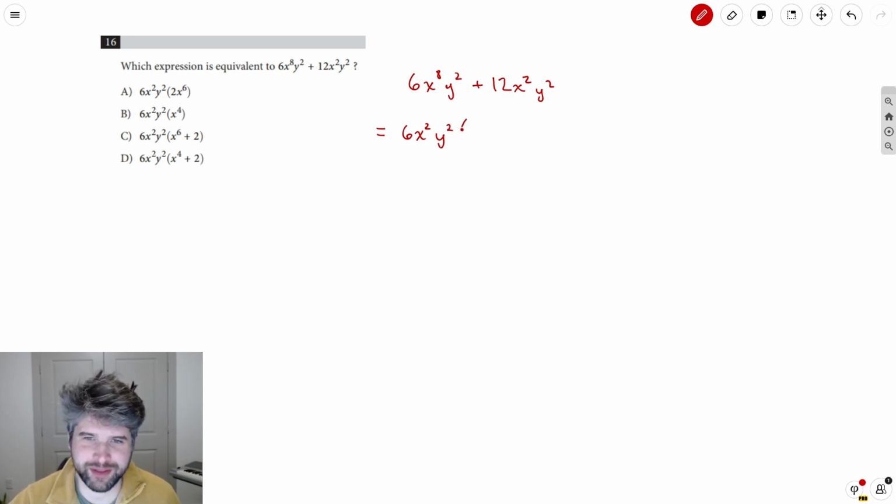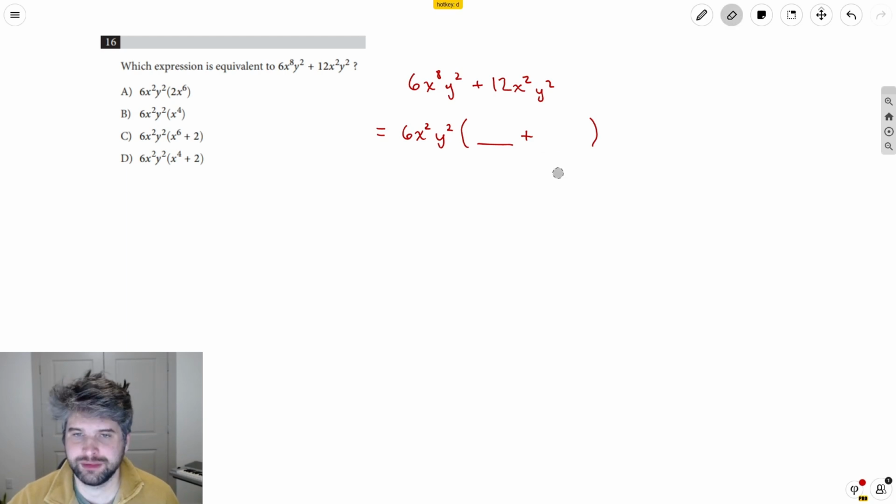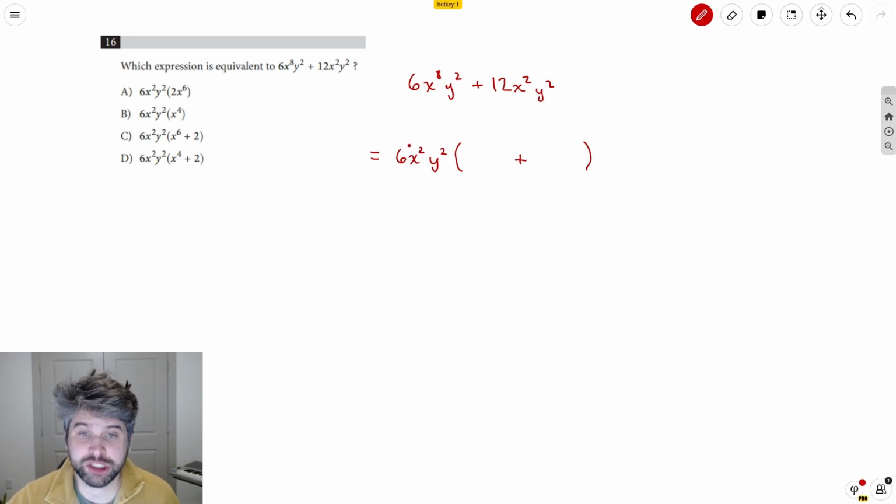Then we're going to put our parentheses, and this is going to make more sense when we think about what goes inside the parentheses. There's a plus here, and we didn't factor out a negative, so this is going to remain positive. Then we want to think, what is each term going to be? How about this term? We need to figure out what goes here in order to make it so that when we multiply this with this term, we get 6 times x to the 8th times y squared.